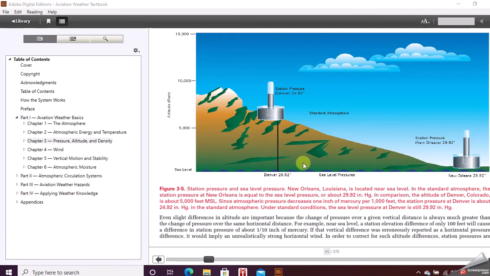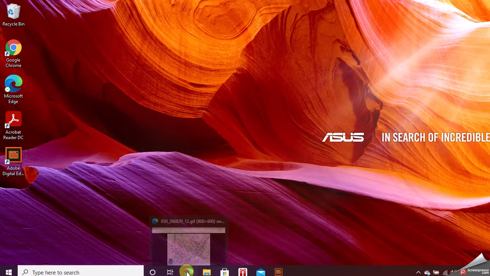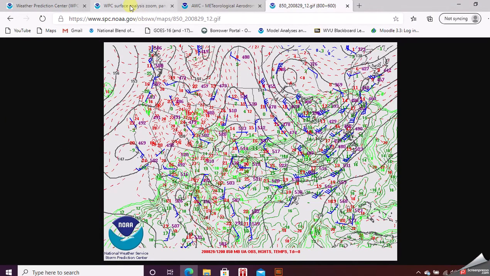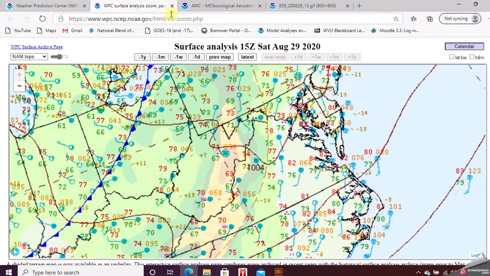And on a weather map, that's what you're going to see, sea level pressure, because as a meteorologist, I want to know, is the pressure higher here than, say, New Orleans, or is it lower there? So if you look at a surface weather map, bring up one here quick. You can see, for example, out in West Virginia, the pressure is always on the right-hand side, and this is sea level pressure.